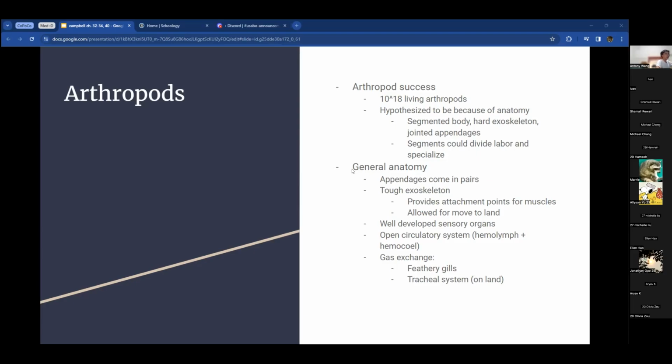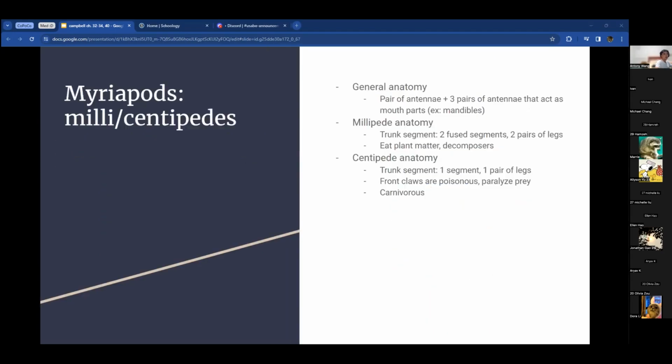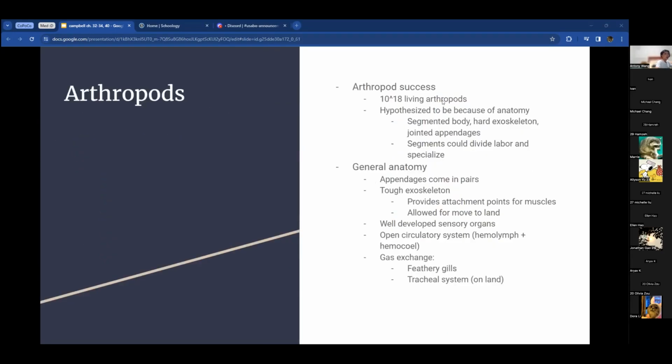So arthropods, they're very successful just in general. There's this many arthropods. I don't even know how many that is. Oh, by the way, arthropods are a class of ecdysozoans.